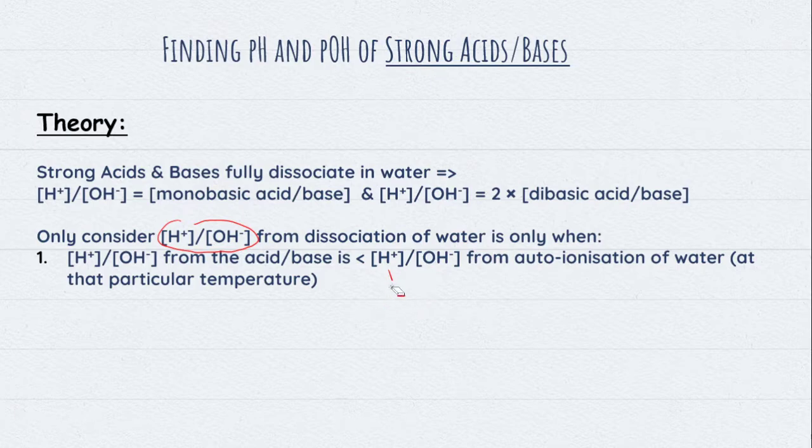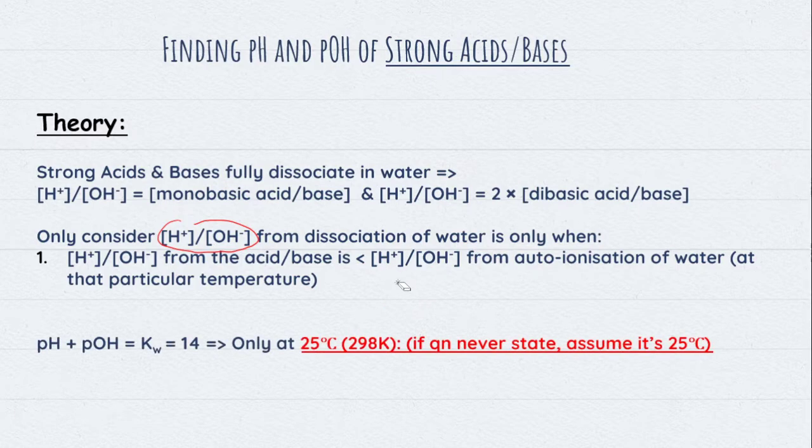One more thing. The equation pH plus pOH equals 14 only holds at 25 degrees Celsius. If the question never states otherwise, assume that we are doing everything at 25 degrees Celsius, our favorite room temperature.